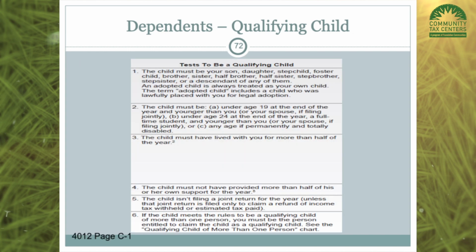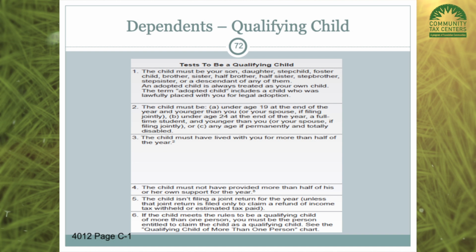So on here, we're going to go to this chart, and this is on page C-1. The first one is the relationship. The child must be your son, daughter, stepchild, foster child, a sibling, half sibling, step sibling, or a descendant. So it could be like a grandchild listed on there. An adopted child is always treated as your own child. The term adopted child includes a child who was lawfully placed with you for legal adoption on here. So this is the relationship.